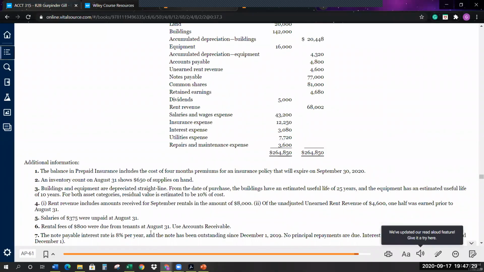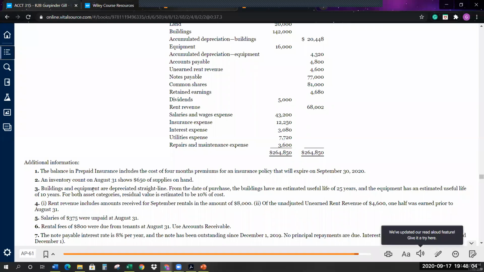Building and equipment are depreciated straight line from the date of purchase. The building has an estimated useful life of 25 years, and the equipment has an estimated useful life of 10 years. For both asset categories, residual value is estimated to be 10% of cost. So what we are doing here is, they are not telling you to do anything, but the silent requirement is for us to book the depreciation expense. So we debit the depreciation expense and we credit accumulated depreciation. The question then is for what amount?